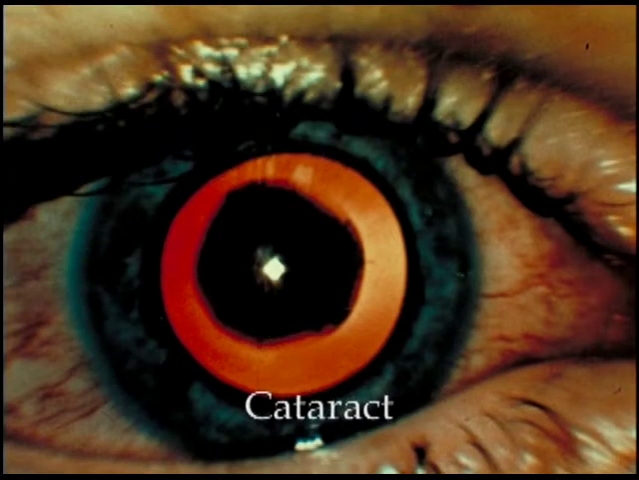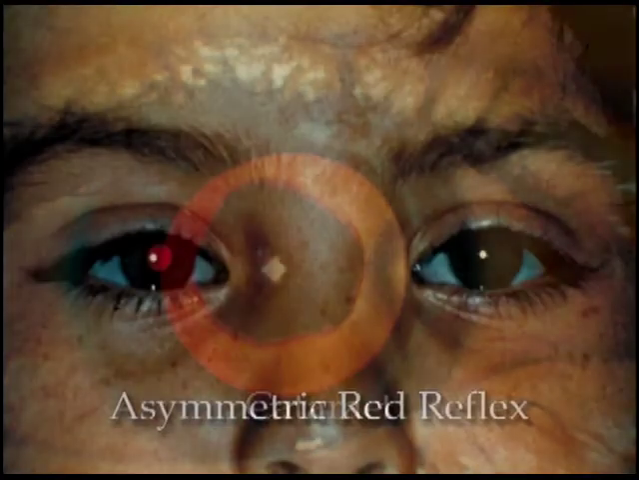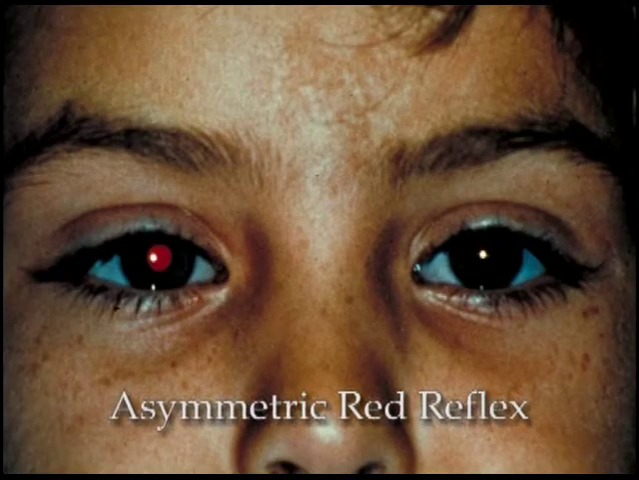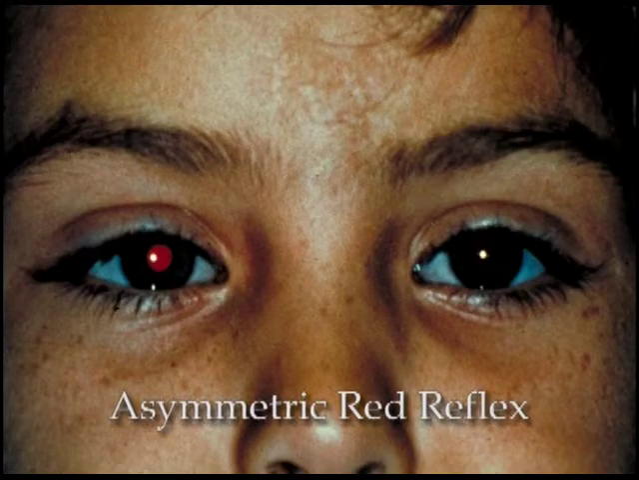Anything that blocks the visual axis can cause a poor red reflex. This includes cataracts, corneal scars, iritis, or vitreous opacities. In addition, some retinal abnormalities can cause an abnormal red reflex. If the reflex is dim or unequal, there may be a serious eye problem.